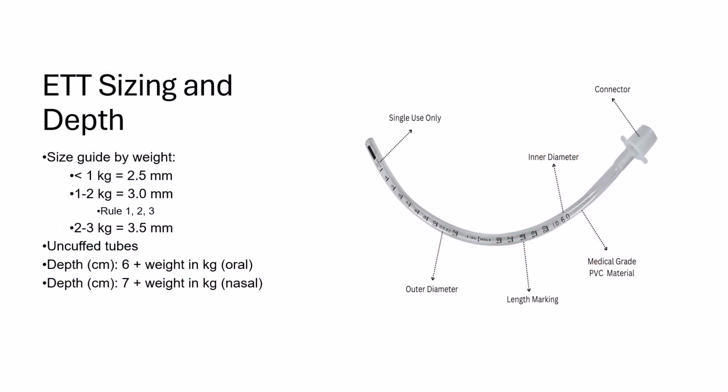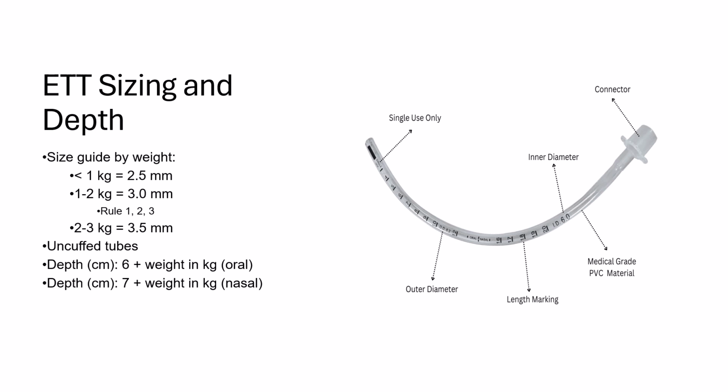There is almost always a question or two about endotracheal tube sizing and depth on the exam. For size, use this weight guide. Less than 1 kilogram, use 2.5 millimeter tube. 1 to 2 kilograms, use 3.0 millimeter. 2 to 3 kilograms, use 3.5 millimeter.